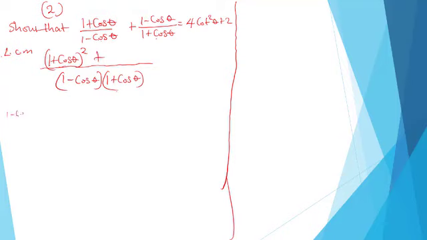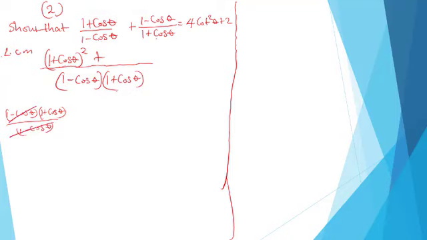1 minus cos theta and 1 plus cos theta. I say if we divide it like the first one, I divide it by 1 minus cos theta, 1 minus cos theta. So this 1 minus cos theta, 1 minus cos theta, you cancel out. You now have 1 plus cos theta. 1 plus cos theta times 1 plus cos theta is 1 plus cos theta square.